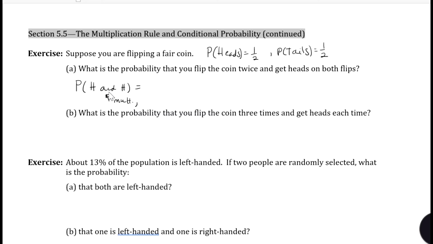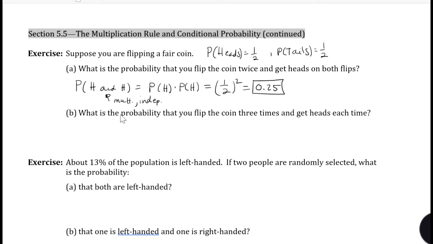And then we've got to think about if they're independent or dependent. So if I flip the coin the first time, is it going to influence getting the head on the second flip? It's not going to. And so we're going to have independent. So probability of head times probability of head, which is 1/2 squared, which is 0.25.